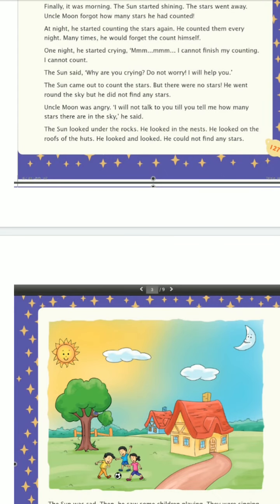The sun looked under the rocks. The sun was very sad because he wanted to help the moon, so he started finding out the stars.